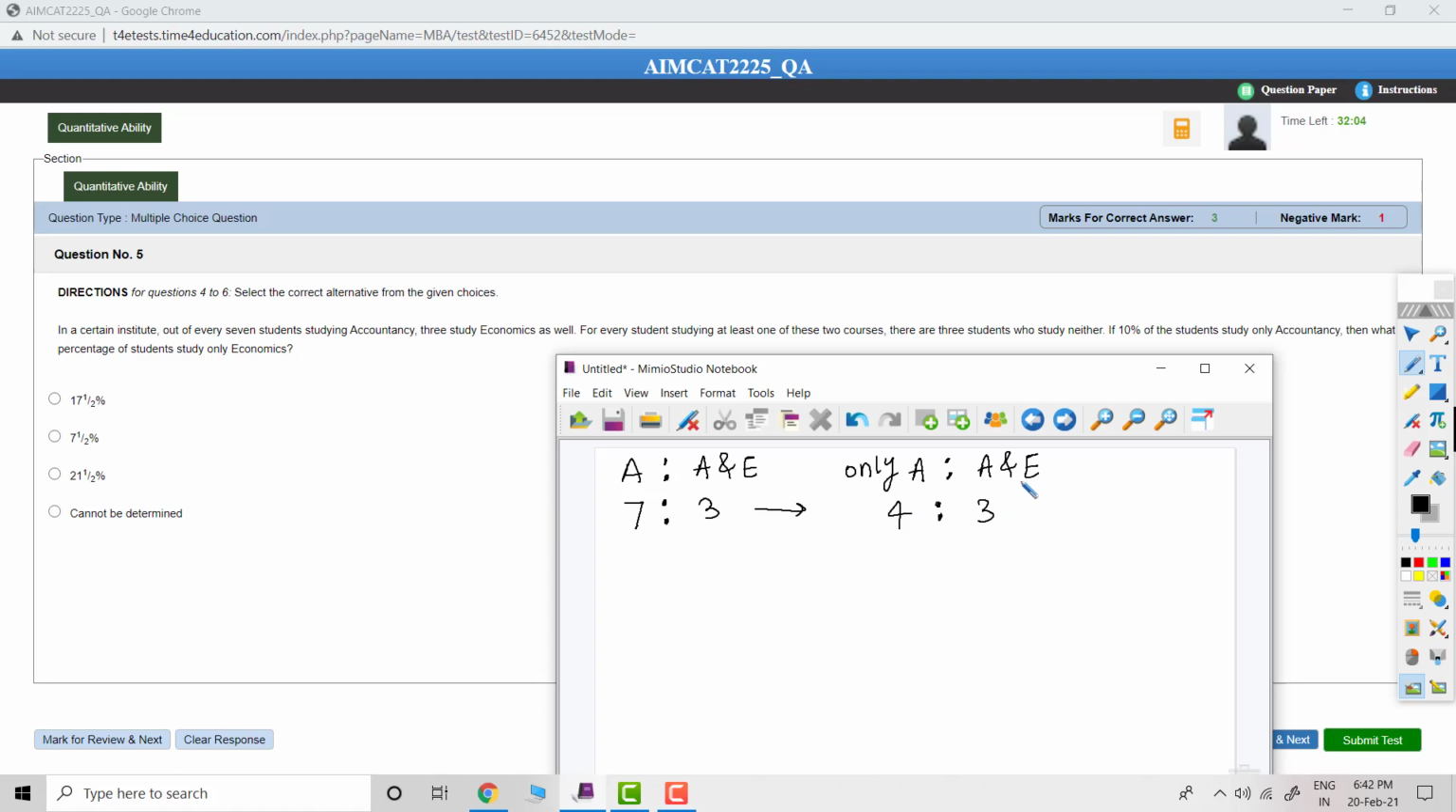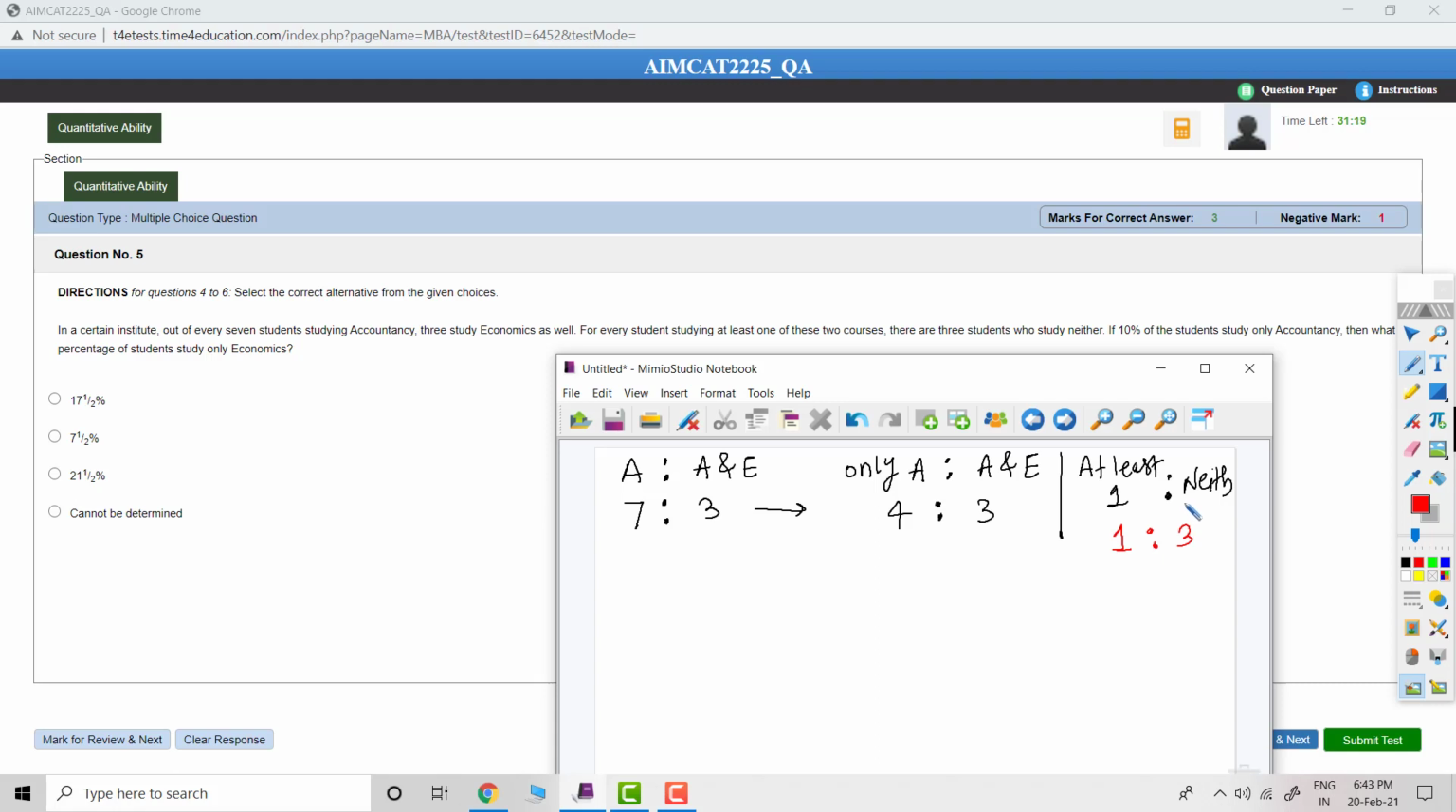Then after that, for every student studying at least one of the 2 courses, there are 3 students who study neither. So this means the ratio of the number of people who study at least one subject to neither is 1:3. For every one student who studies at least one subject, there are 3 students who study none of the subjects. Are you getting this? Okay, then 10% of students study only accountancy.